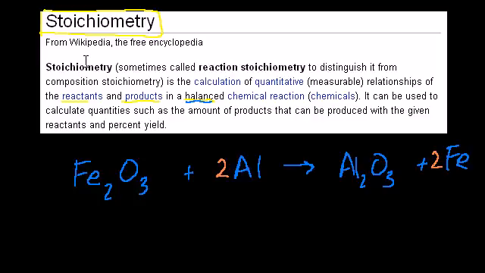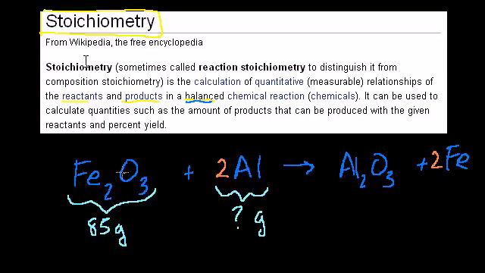So let's say that we were given 85 grams of the iron 3 oxide. So my question to you is, how many grams of aluminum do we need? Well, you look at the equation, you immediately see the mole ratio. For every mole of iron 3 oxide, for every 1 of that, we need 2 aluminums, right?